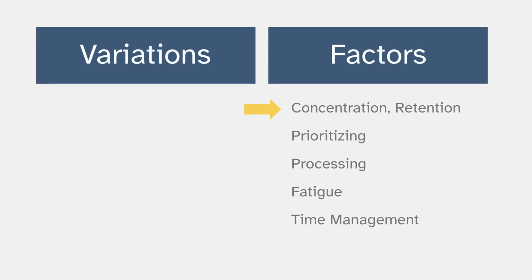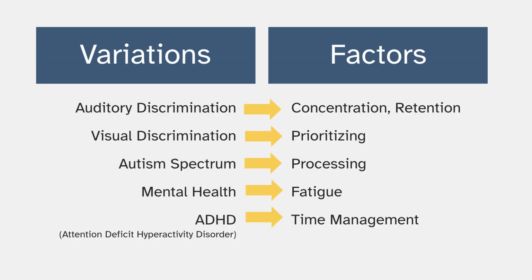Let's go over a few examples that highlight the relationship between variations in how people learn and process information, and factors that impact learning. Auditory discrimination, a foundational learning skill, is the ability to hear, recognize, and distinguish between different sounds. Difficulty filtering background noise can impact concentration, as more working memory is used for basic sound processing, and less cognitive capacity remains for understanding meaning. Mental fatigue happens faster as attention is split between the background sound and the content being presented.